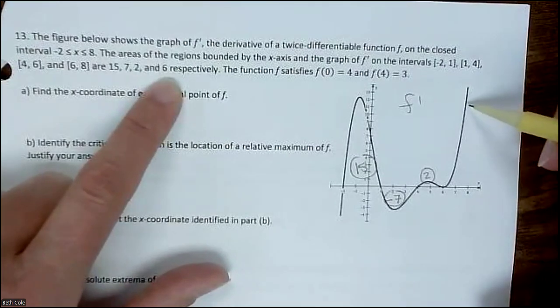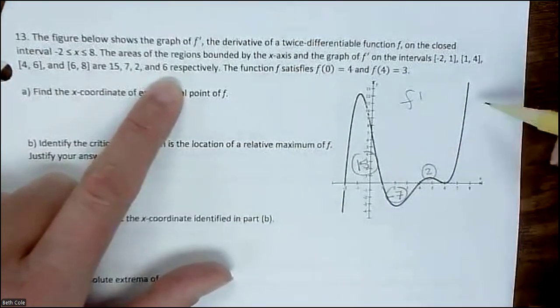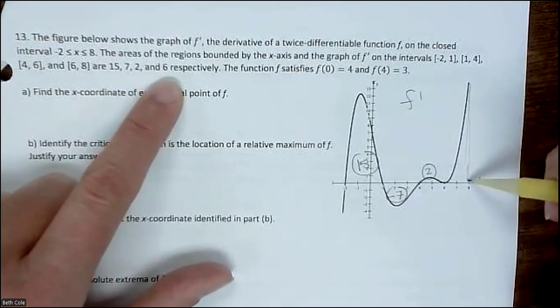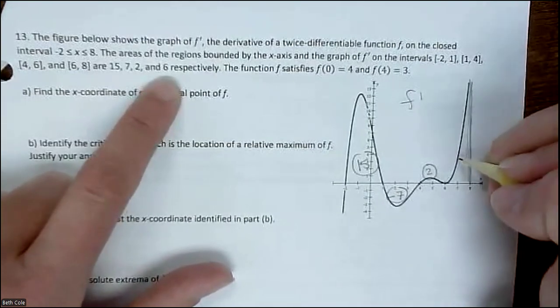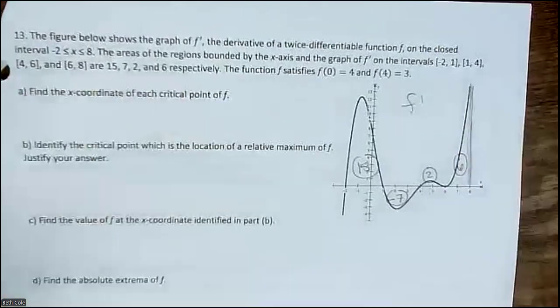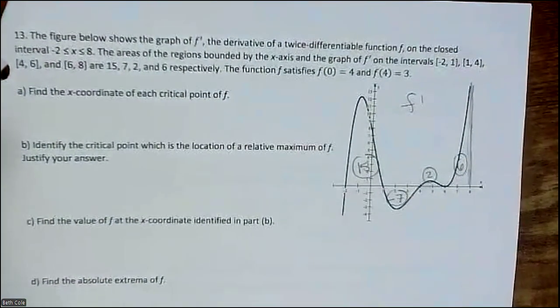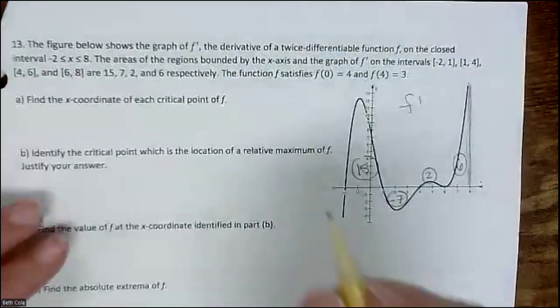And then this last one, and I'm going to draw the line. Where does our interval end? 8. I'm going to draw this line down to 8 here just so that I have it. That amount is 6. That is awesome. They just gave us all those numbers. Fantastic. Go us.